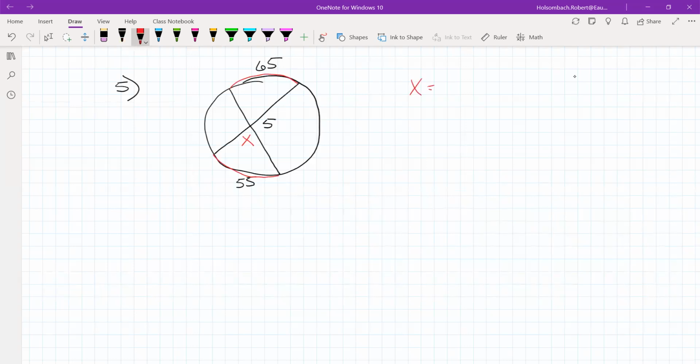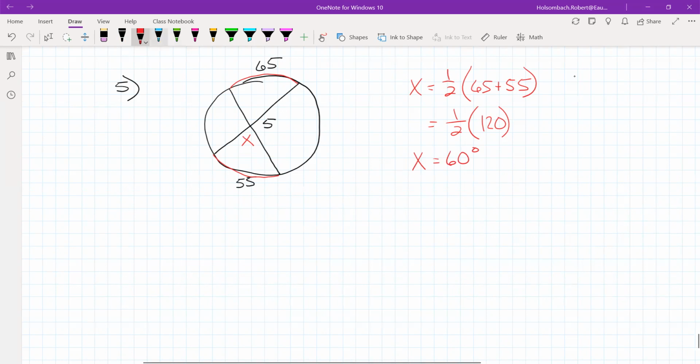So x is equal to 1/2 of 65 plus 55. So our x is equal to 1/2 of 120, and half of 120 is 60. So this angle in here is 60 degrees. This angle, x, 60 degrees.